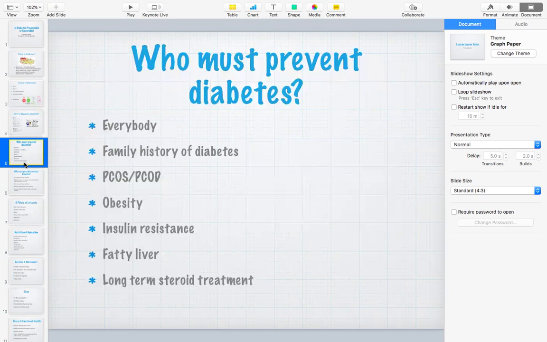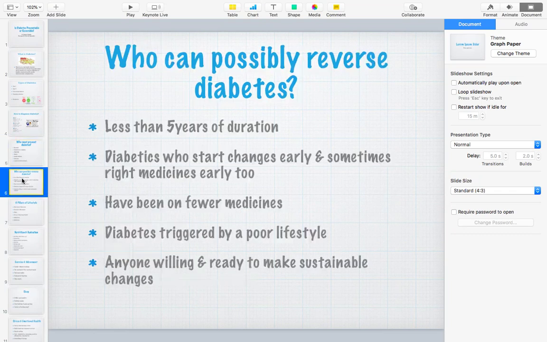Who must prevent diabetes? Obviously, everybody should prevent diabetes. Why not? But anybody who has a very strong family history of diabetes must be extra careful. Anybody with PCOD, PCOS, anybody who is overweight going towards obesity must be careful. Anybody who has insulin resistance, anybody who has fatty liver, even if it's grade 1, you need to be careful. Anybody who's on long-term steroid treatment, these are all risk factors that we need to be careful about.